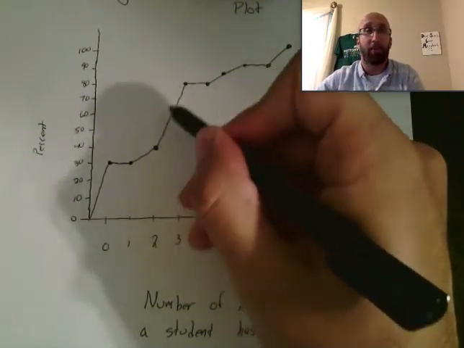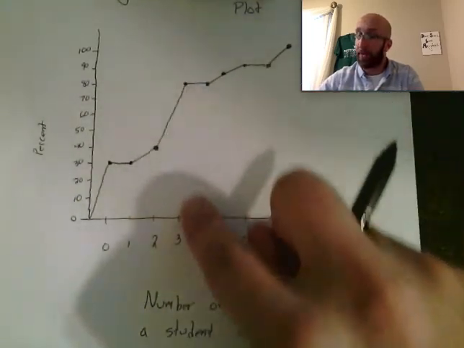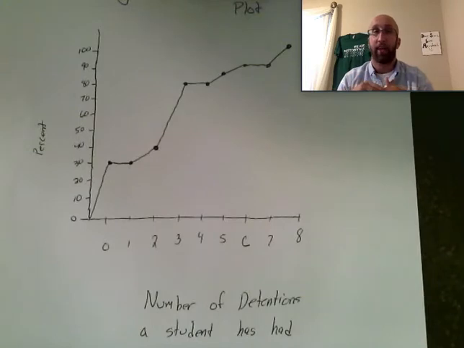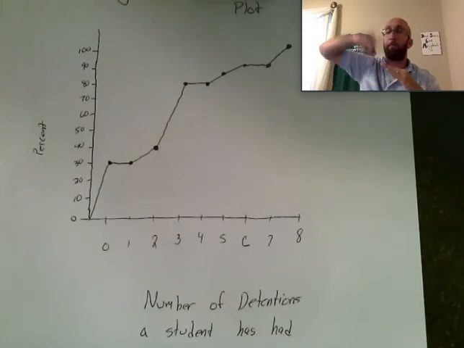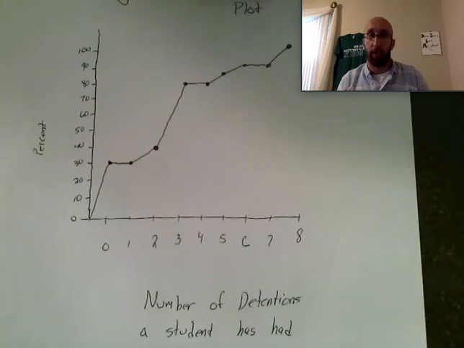So when we went from 2 to 3, we already did this calculation earlier. That's a 40% jump. I went from 40 to 80. So 40% of my data is at the 3 detentions, okay? So huge increases in the slope represent a lot of data. Flat represents no data, okay?